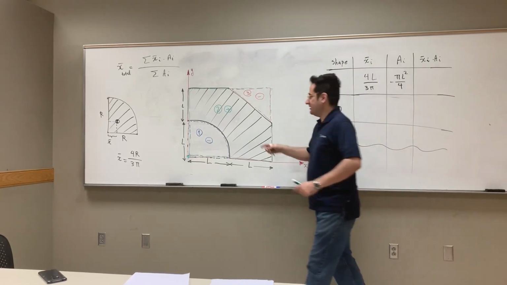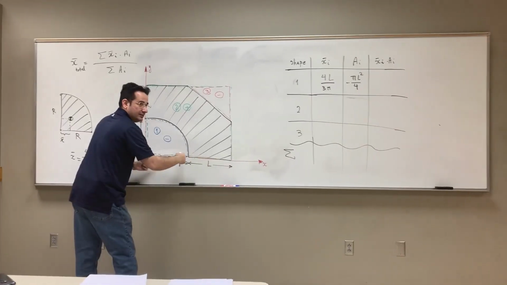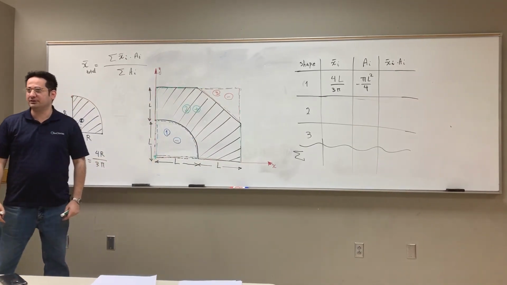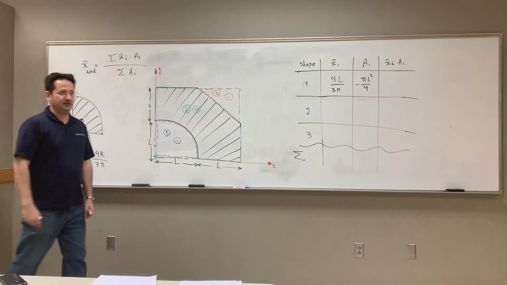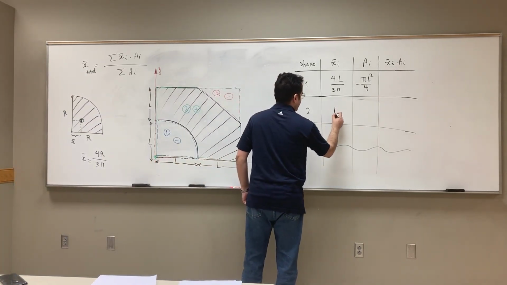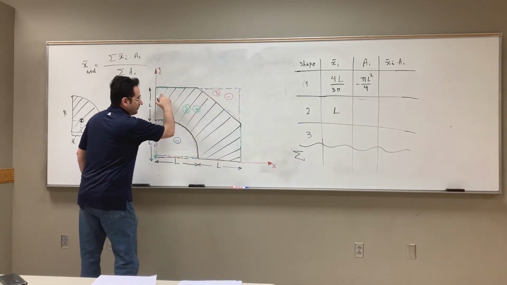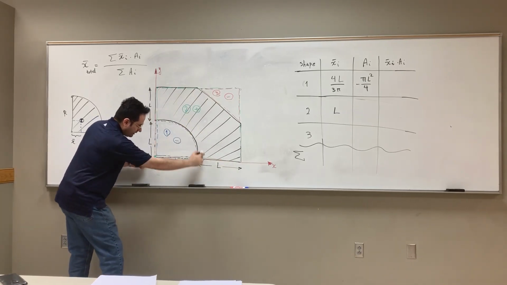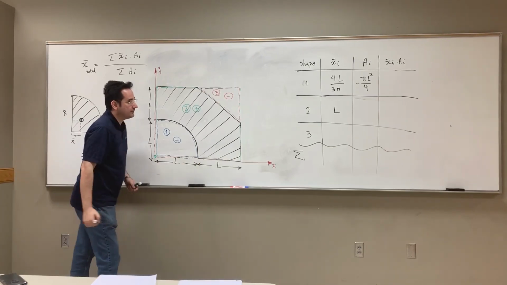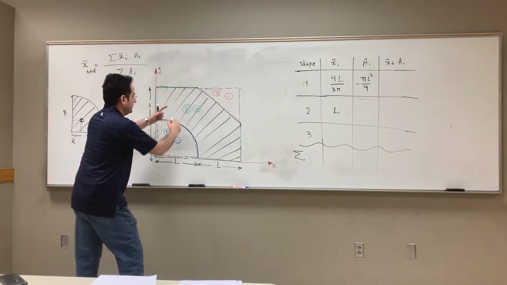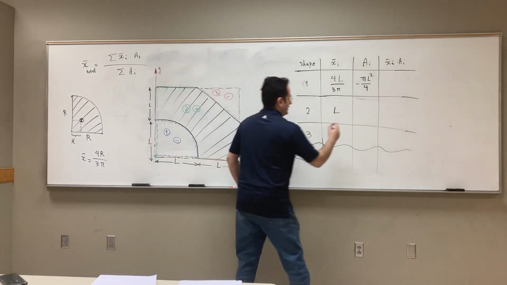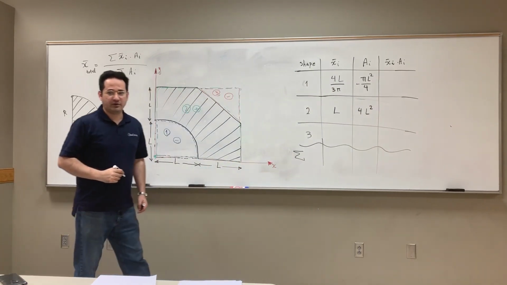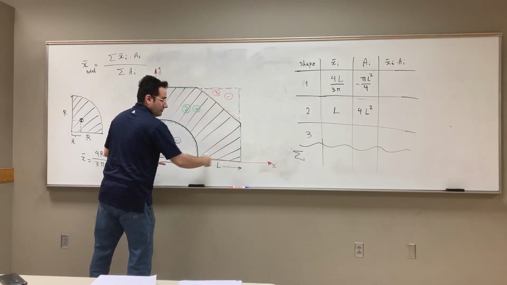Now you go to the second shape. Which one is the second shape? The entire 2L by 2L rectangle. So where is x bar 2? What is x bar 2? L. You see that? If this was completely solid, the center is here, so with respect to this point, it is simply L. See that? Area of part 2: 4L squared. Positive or negative? Positive, because this thing actually exists, it's a solid one.